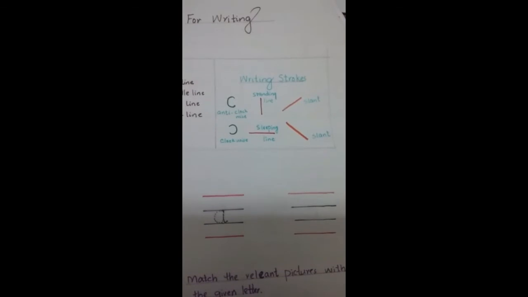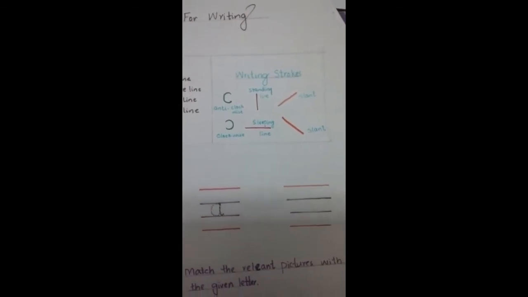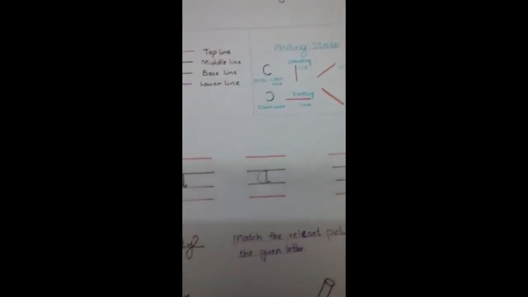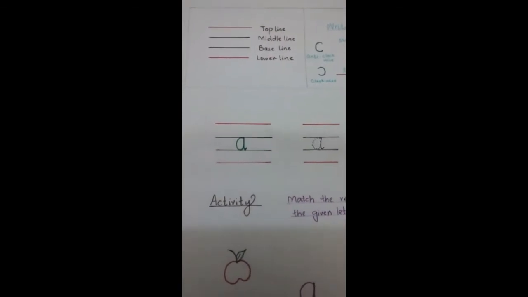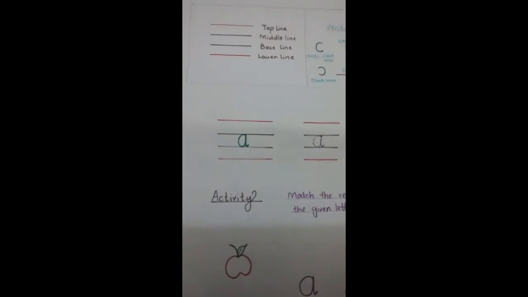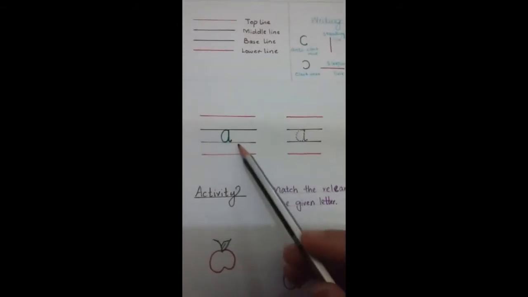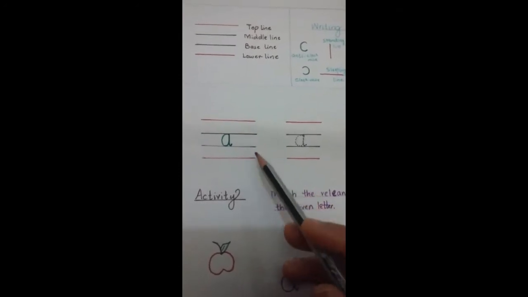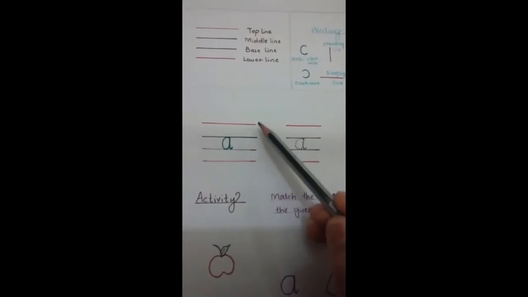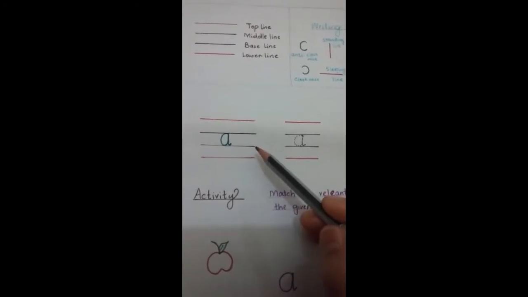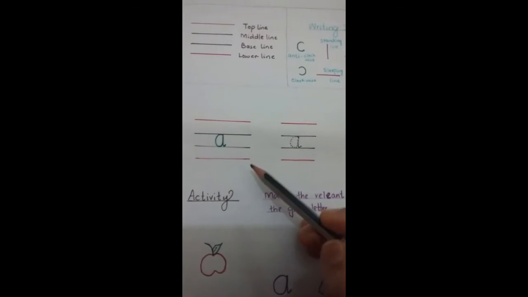You can use any rough notebook for this pattern and you can manage it easily for the writing. Thank you very much. Okay, where are my students? Here you can see letter A, small a. Now how will we write small a on a line pattern? This is the top line, this is the middle line, this is the baseline and this is the lower line.